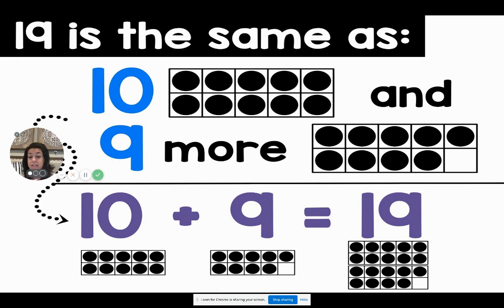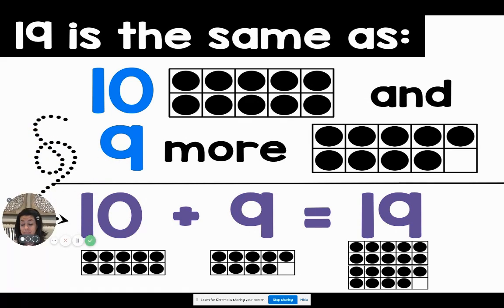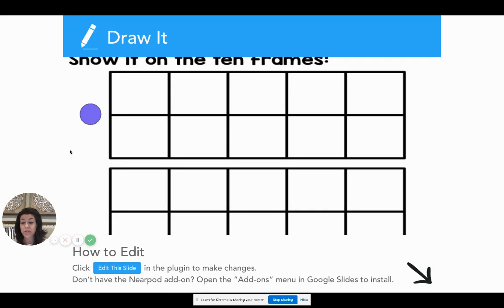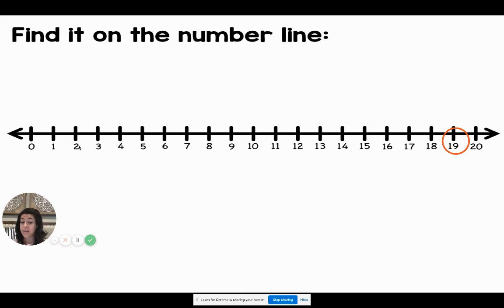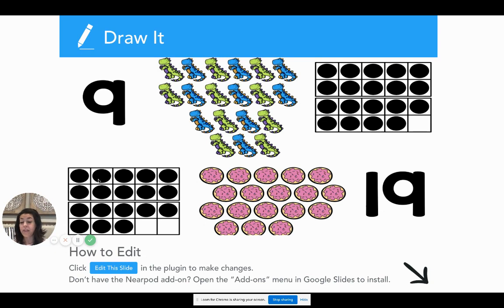19 is the same as saying 10 and 9 more is 19. Or we could say 10 plus 9 equals 19. Using your Nearpod, show me what the number 19 looks like in a 10 frame. Here is 19 on a number line. 18 comes before and 20 comes after. Carefully count all the objects and circle everything that gets you to 19.